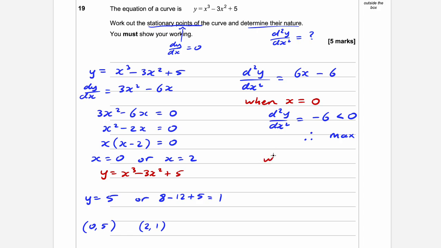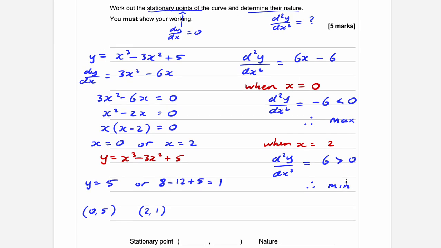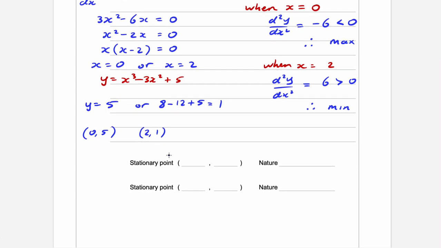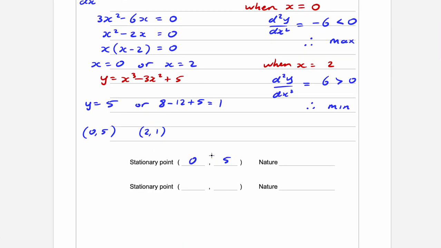When x equals 2, this guy, d2y/dx squared is equal to 6 times 2, which is 12 minus 6, which is 6, which is greater than 0, therefore a min. So that means, okay, well, we have it here. Stationary point is 0, 5, and this guy is a max. And then 2, 1, and it's a min.